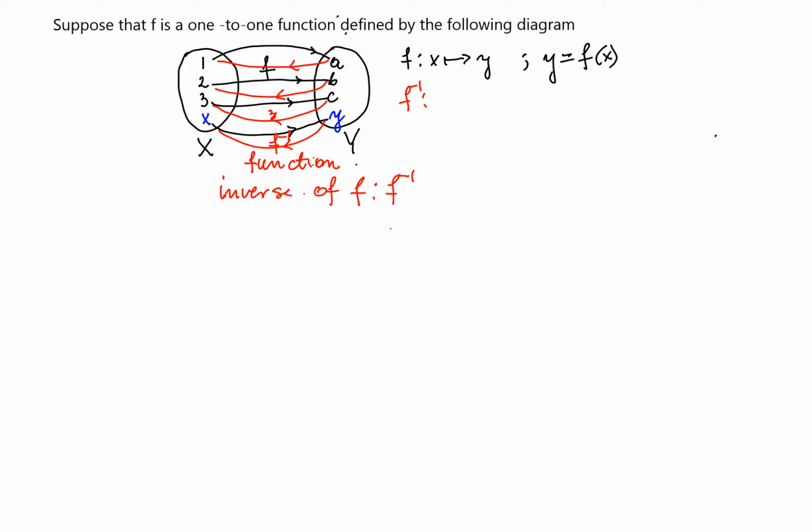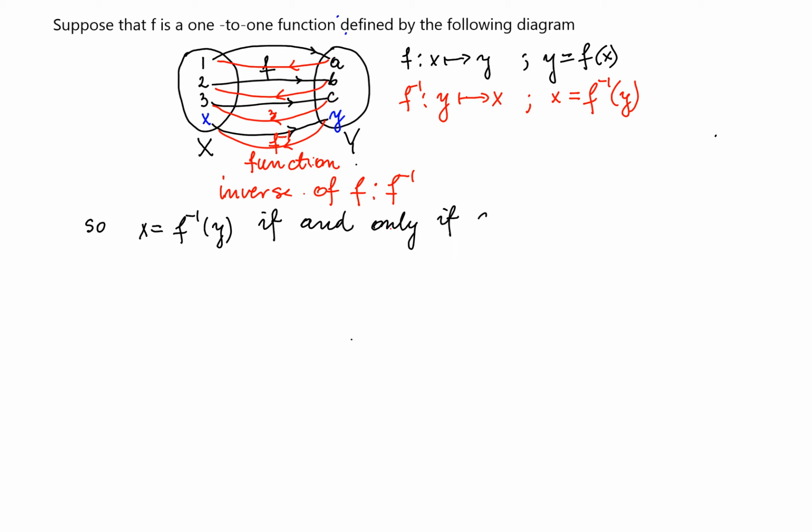Therefore, we can say that f inverse takes the value of y and assigns to this value element x, or we can say that x is the value of f inverse at y. Clearly, there is a relation between those two functions and values x and y, and therefore we can say that x is f inverse of y. This is going to happen if and only if y is equal f of x.